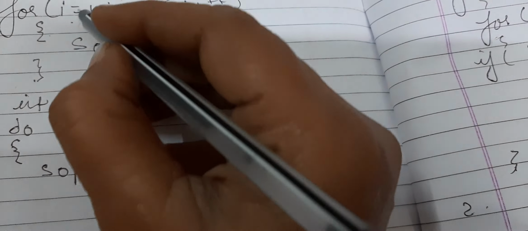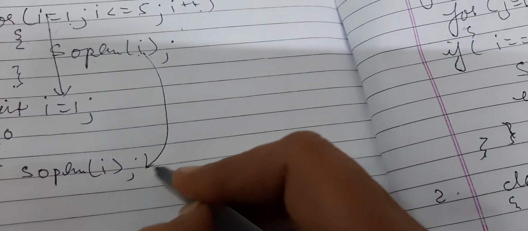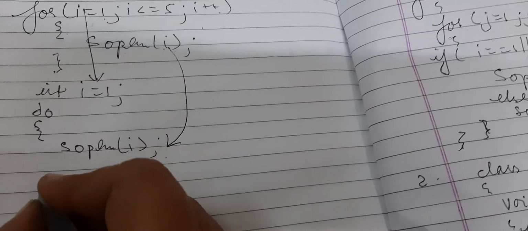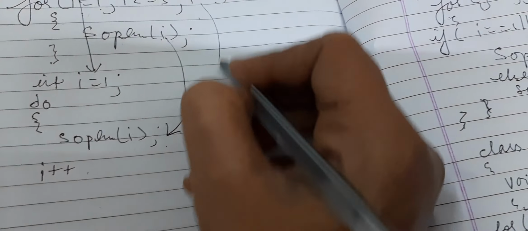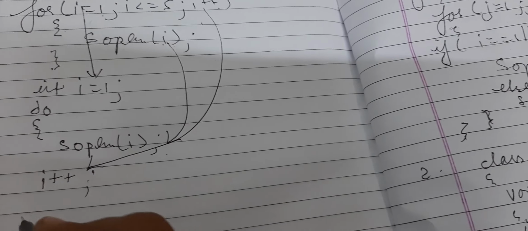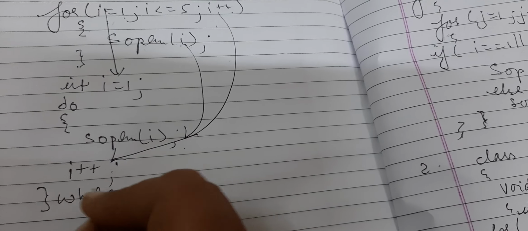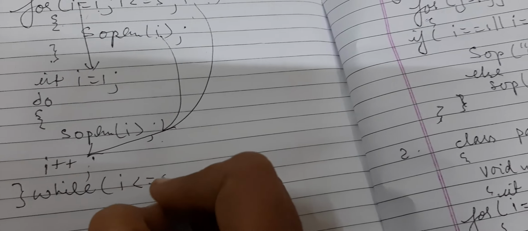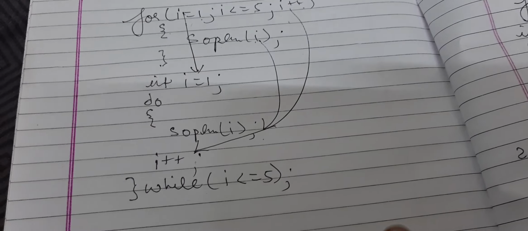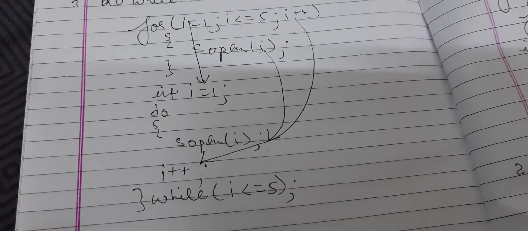Now, the first part of the for loop we have written before the loop. The body statement of the loop we have written inside the curly bracket. And now we are going to write the increment or decrement. The third part will come here, that is i plus plus. Now we'll close the curly bracket, then write the condition while i is less than equal to 5 and a semicolon. This is the only loop where we put a semicolon. In the rest of the loops we don't put any semicolon.